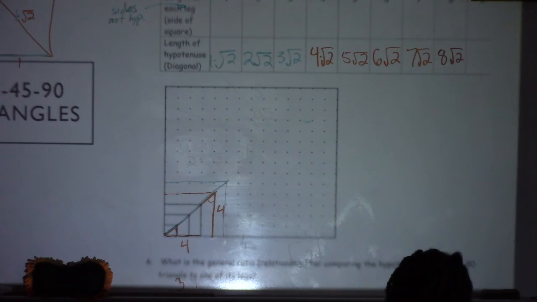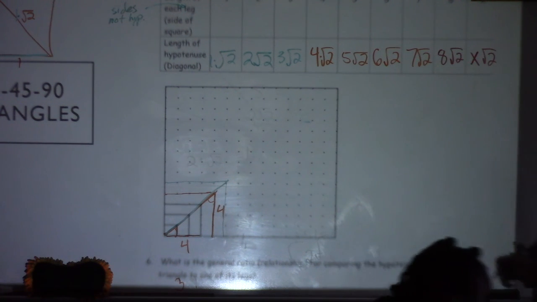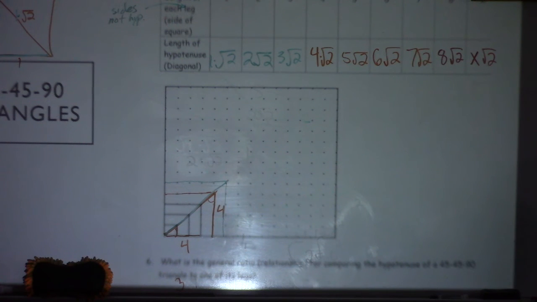X times the square root of 2. Say it again. It's an X, not a 9, so it needs to be X square root of 2.